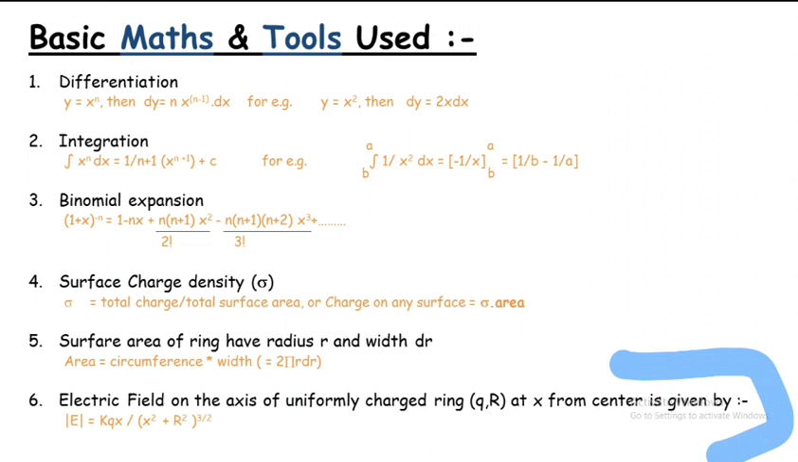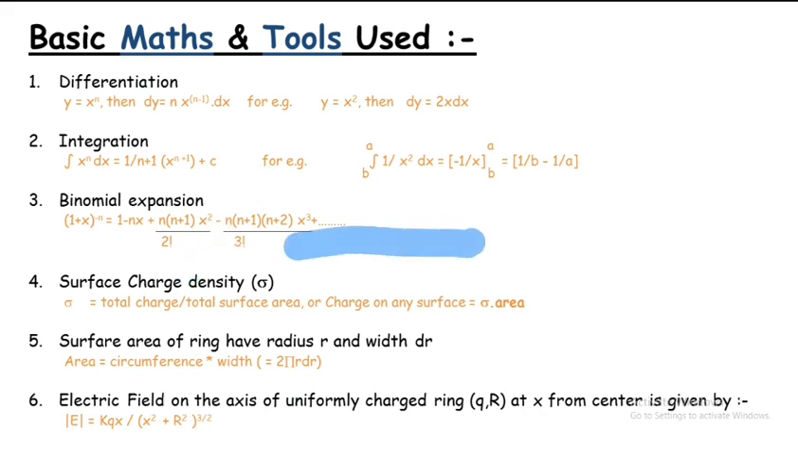First of all, differentiation of x^n is equal to n x^(n-1), and integration of x^n is equal to x^(n+1) divided by (n+1). Then, binomial expansion of (1+x)^(-n) is equal to 1 - nx + n(n+1)x²/2! and so on.